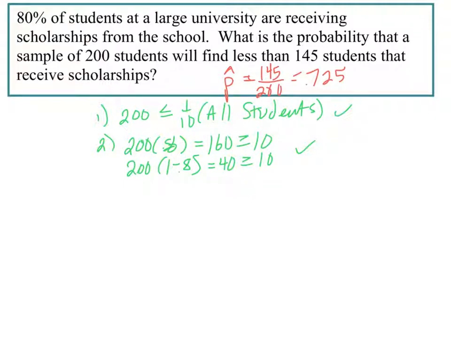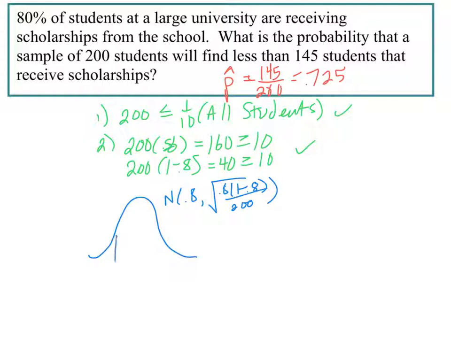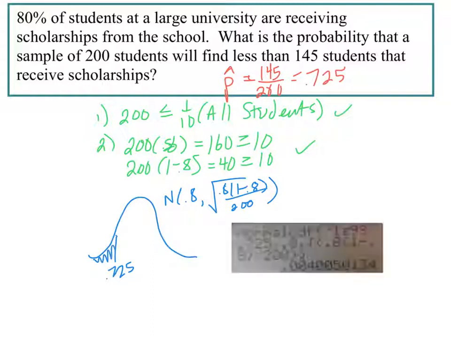So we do a normal curve. This is normally distributed with a center at 0.8 and a standard deviation of the square root of 0.8 times 1 minus 0.8 over the sample size. We are looking at the probability, and if we're centered at 0.8, 0.725 would be here. So we shade that. So there is our final probability, 0.004. So pretty improbable to find that low a proportion.